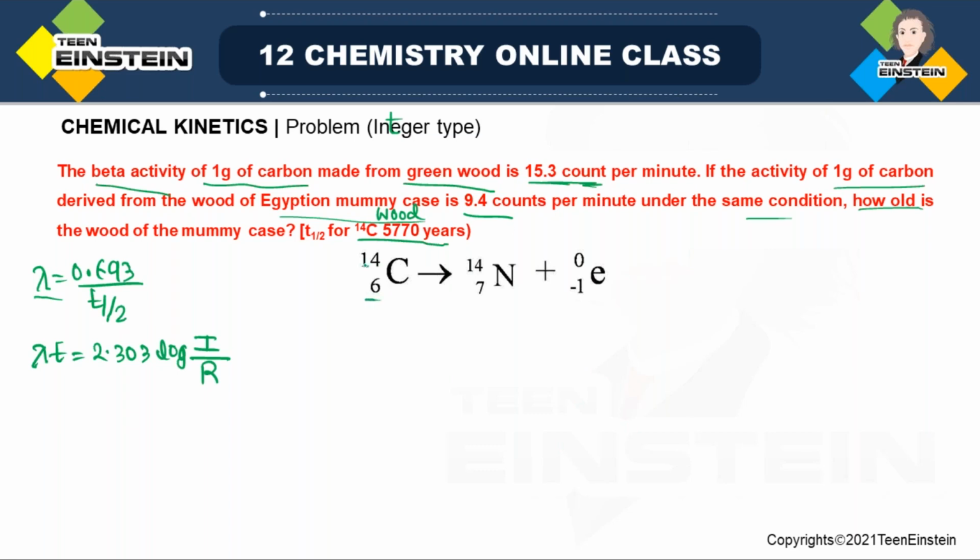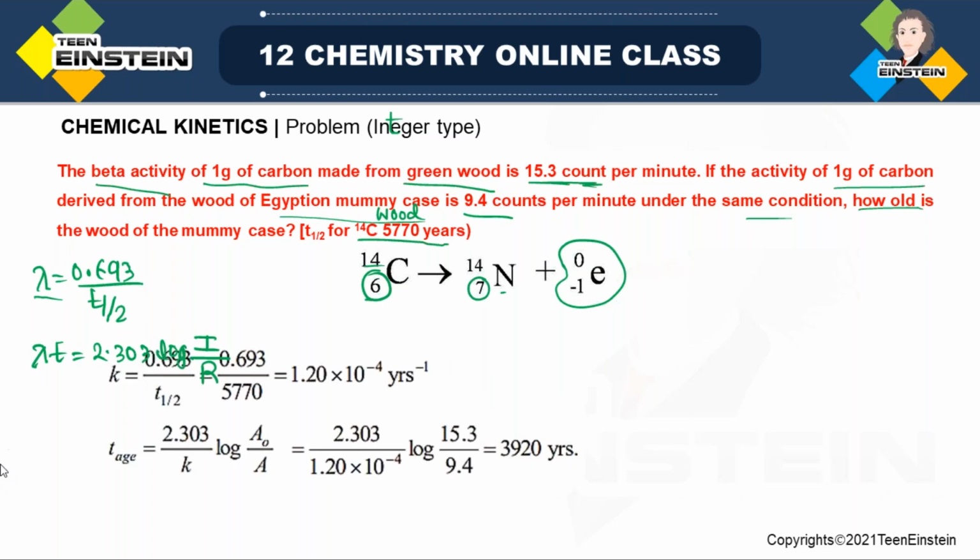Here atomic number 6, mass number 14, and when one beta particle is removed, that means nothing but removal of an electron, it will change to another element, which is N. Why is it changed to another element? Because the atomic number is changed. Atomic number 6 means it is carbon. Atomic number 7 means it is nitrogen. Fine. So next is the calculation that we will do.